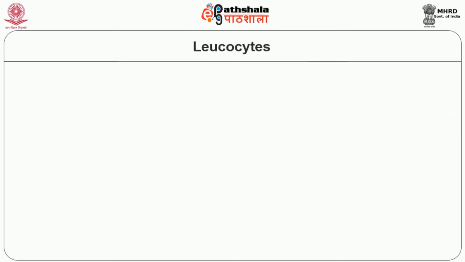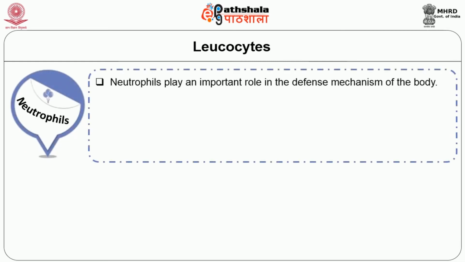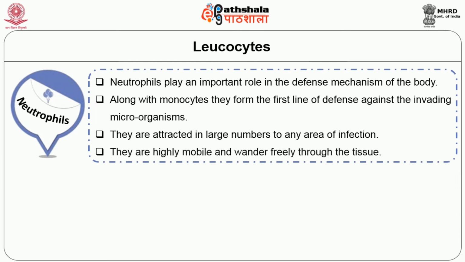Now, what are the functions of WBCs? First, the neutrophils. The neutrophils play an important role in the defense mechanism of the body. Along with monocytes, they form the first line of defense against invading microorganisms. They are attracted in large numbers to an area of infection. They are highly mobile and wander freely through the tissues. The granules of neutrophils contain enzymes which destroy the microorganisms. The membrane of neutrophils contains an enzyme which is responsible for the bactericidal action of neutrophils.